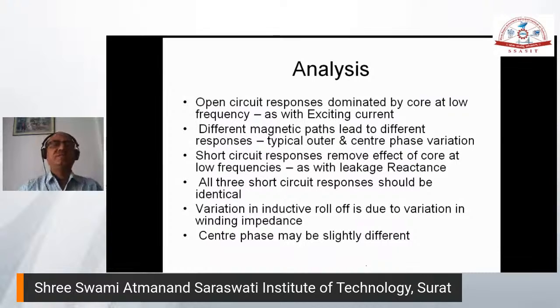Open circuit response is dominated by the core at low frequency, as with the exciting current. In the open circuit setup, the LV winding is left open. If you're doing the HV side, the other winding is left open. So different magnetic paths lead to different responses, typically an outer and center phase variation. There is a possibility, because the magnetic circuits of the outer two phases and the center phase are different, and hence this can have minor differences.